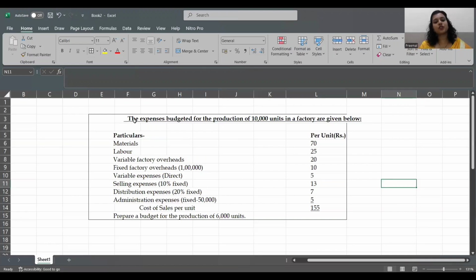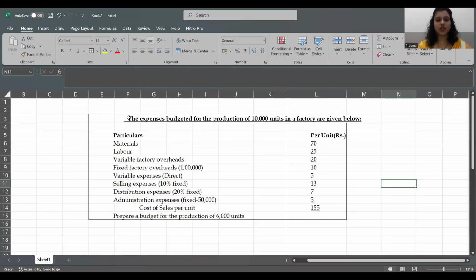And in case of semi-variable cost, neither will the cost per unit remain the same, nor the total amount will remain the same. For this, there will be a different calculation where you need to find out how much is the proportion of variable cost and how much is the proportion of fixed cost. So let's go ahead and work out a problem on flexible cost.